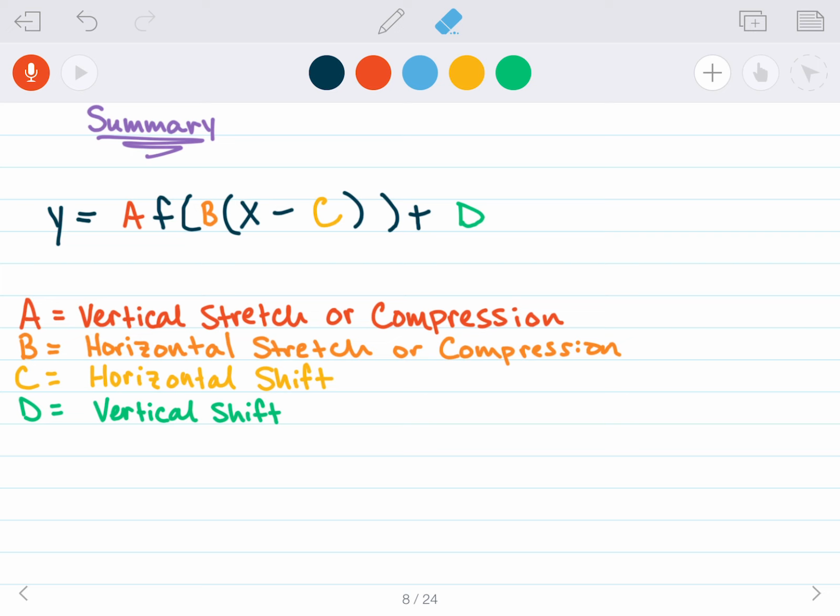Okay, so this is a summary of everything we talked about, and I have some letters here representing the various transformations that we just went over. So A is going to be that vertical stretch or compression. B is the horizontal stretch or compression. Notice that it's factored out here. That's going to be important in just a little while, so just take note of that. C is the horizontal shift, and D is the vertical shift. So let's go ahead and use this to identify transformations here.